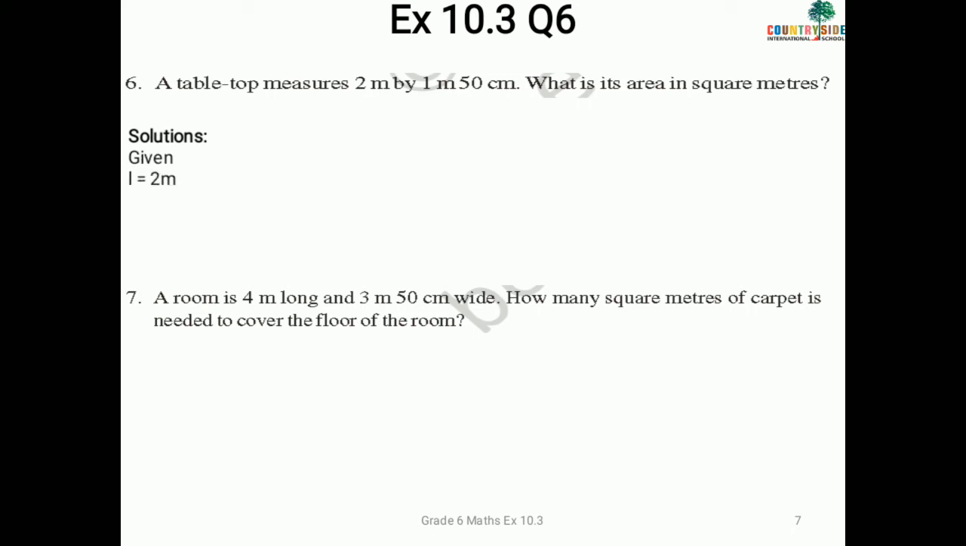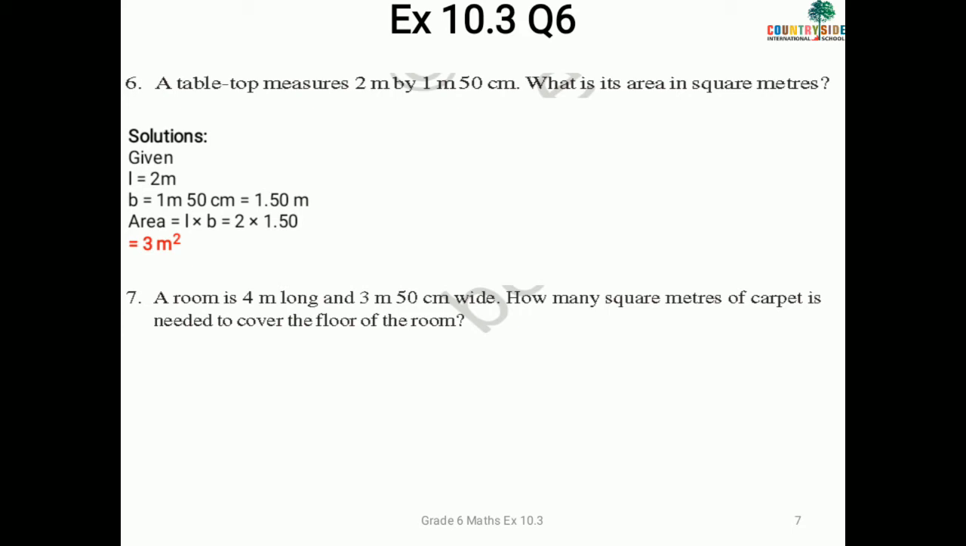So see, given length equals 2 meter and breadth equals 1 meter and 50 centimeters, so that is nothing but 1.5 meter. Now we have to find the area. So area equals length into breadth, 2 into 1.50, and that is nothing but 3 meter square. So what is the area in square meter? That is 3 meter square.